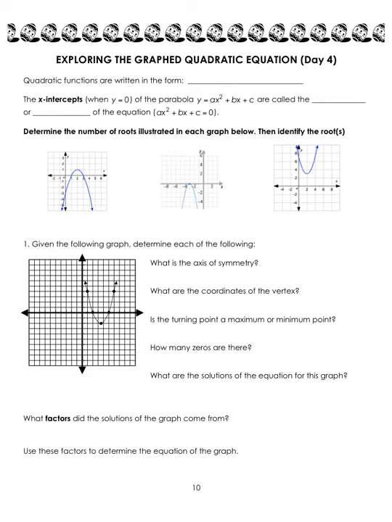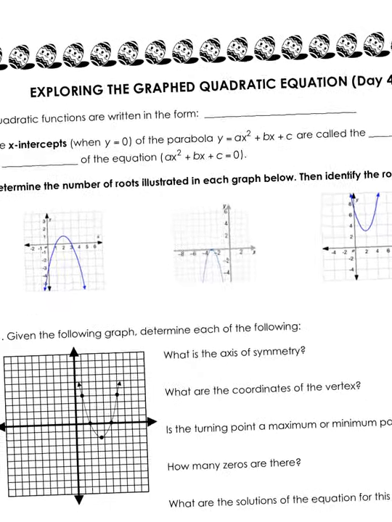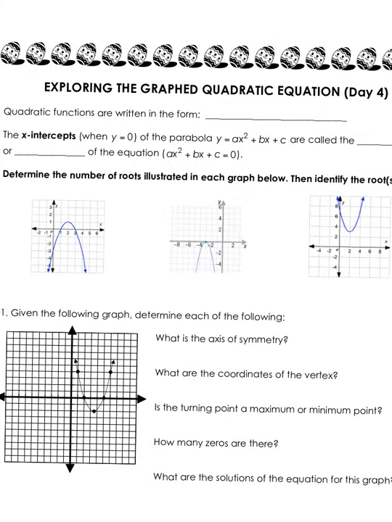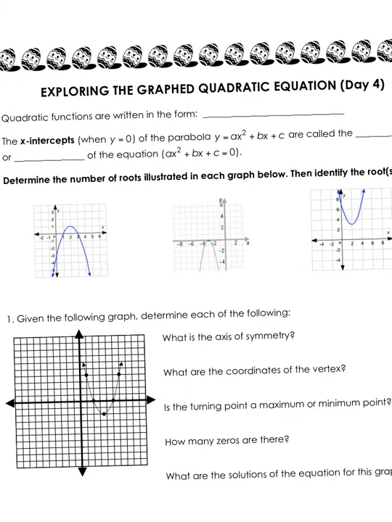Okay, I'm on page 10, exploring the graphed quadratic equation, day 4. Let me try and zoom in a little bit. So, quadratic equation. This should not be the first time you've seen this. We are talking about y equals ax squared plus bx plus c. What makes it a quadratic equation? Well, that right there, the squared. It's a quadratic if the highest exponent, or the degree, is 2.